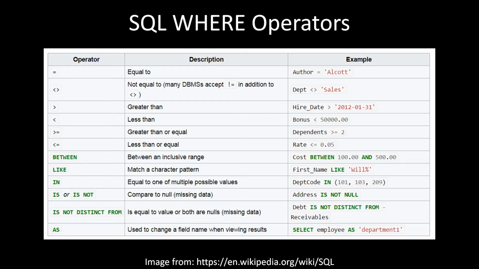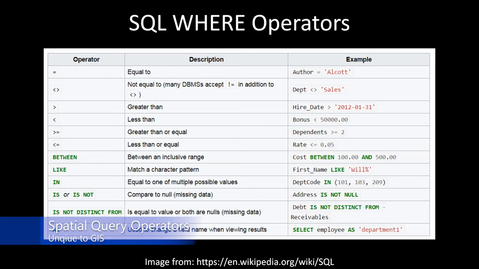GIS is unique in that it contains what are known as spatial query operators that look at the spatial relationships for determining results returned from a query. In the next slide, I'll talk more about spatial query operators. Another way to think of spatial query operators is that of a spatial where clause. This image shows a select representation of spatial query operators that are common in GIS.